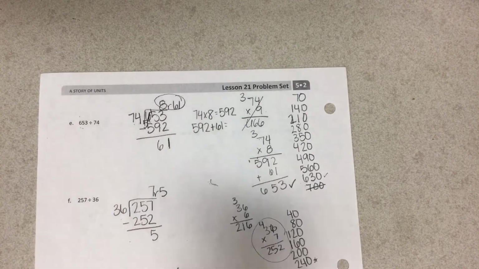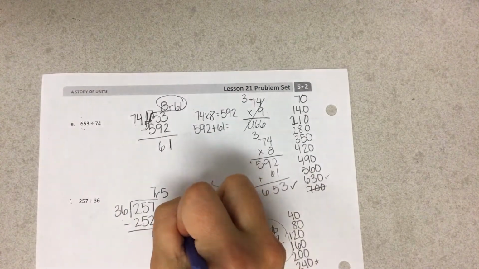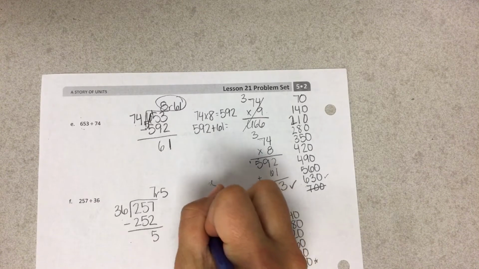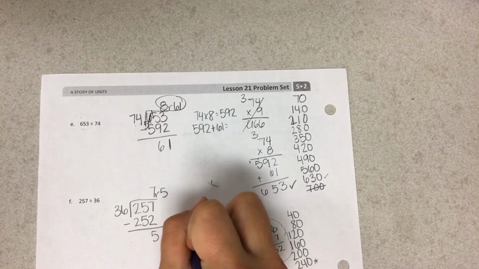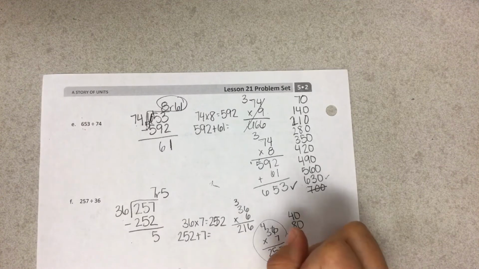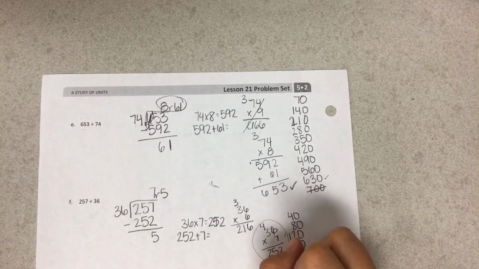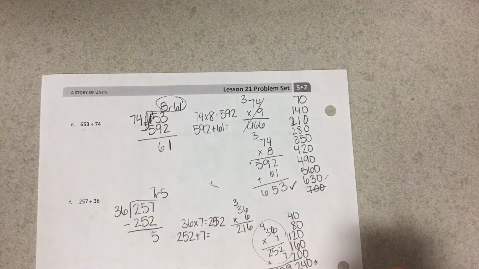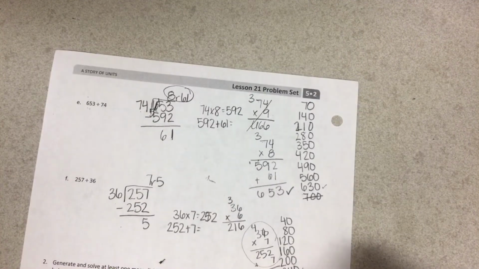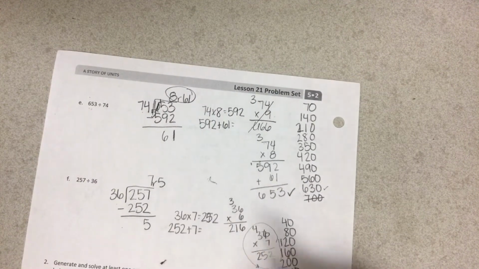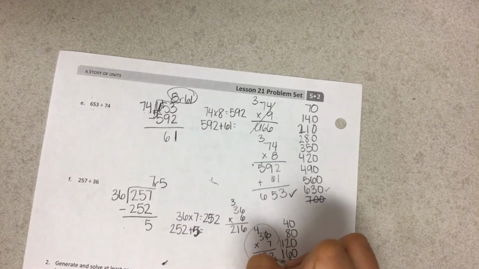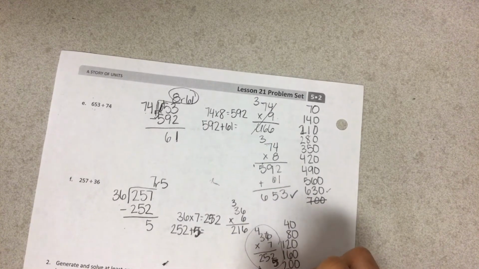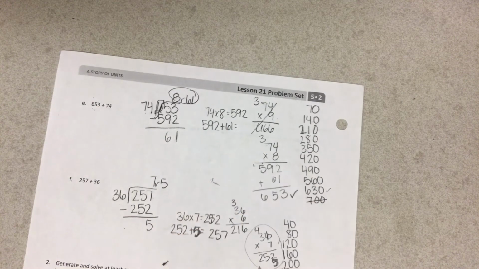So then I can check my work. I don't need to remultiply because I know that 36 times 7 equals 252. But then I'm going to take that 252 and add 7 to it, and I need to make sure it equals that 257. Oh, it's 5. I need to add 5, not 7, guys. Sorry, 5. When I add 5, it does equal that 257.